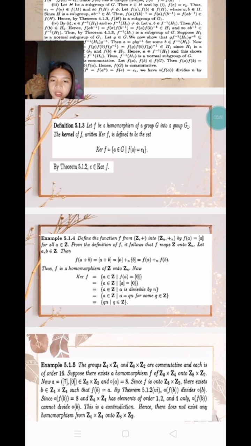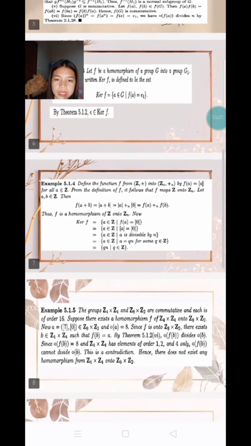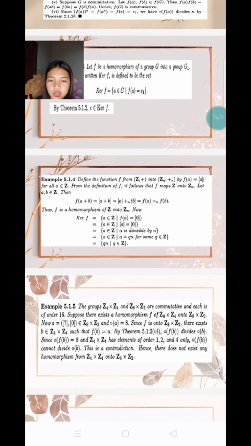Now the kernel of f is equal to the set of A in Z such that f(A) is equal to 0, which is the set of A in Z such that the class of A is equal to 0, which is the set of A in Z such that A is divisible by n, which is the set of A in Z such that A is equal to Qn for some Q in Z.